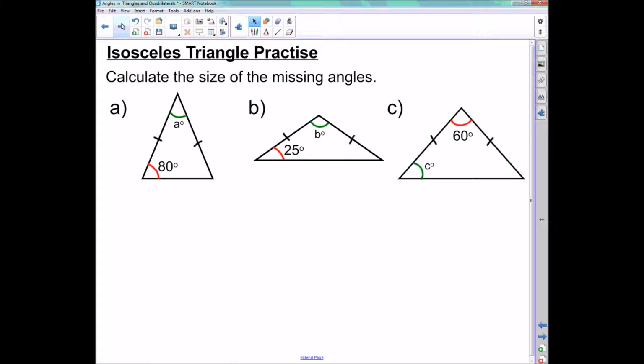Okay, here are 3 isosceles triangle questions for you to have a go at. Pause the video and see if you can work out the missing angles A, B, and C. Okay, so hopefully you've had a go at that.